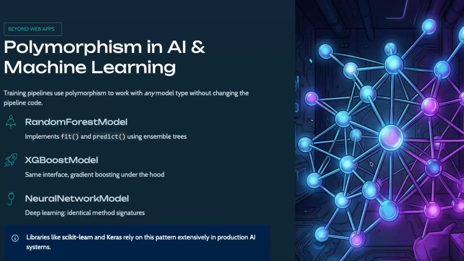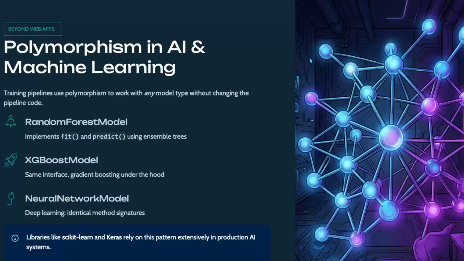Now, since many of you are probably interested in AI and machine learning, let's see a real-world example. Imagine a machine learning pipeline. We may have different models: a random forest model, an XGBoost model, a deep learning neural network model, etc. Even though the internal algorithms of these models are completely different, they often expose the same methods, for example, fit or predict. Now, the training pipeline does not need to know which model it's working with. It simply calls model.fit or model.predict, and each model performs its own implementation.